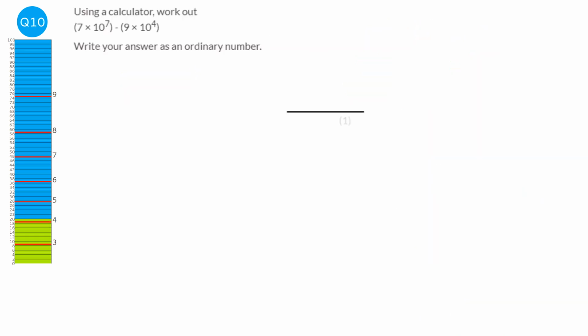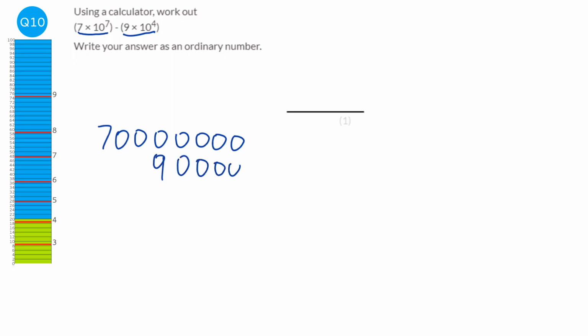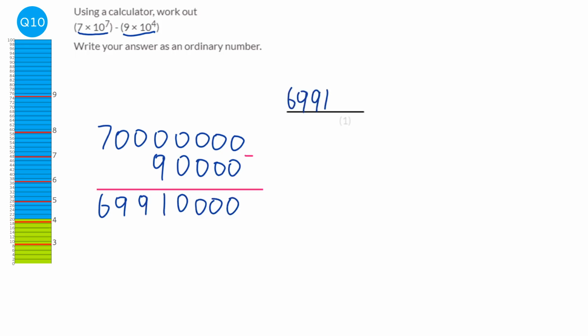61.19. So the only way of answering this question is to work out what these are as ordinary numbers. And so 7 times 10 to the power of 7 would be 7, 1, 2, 3, 4, 5, 6, 7. And 9 times 10 to the power of 4 would be 90,000, so that would be 9,000,000. And so we're just subtracting them like that. And so we'll get 6991000.